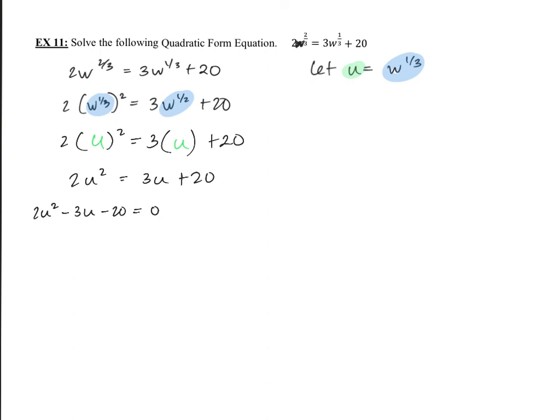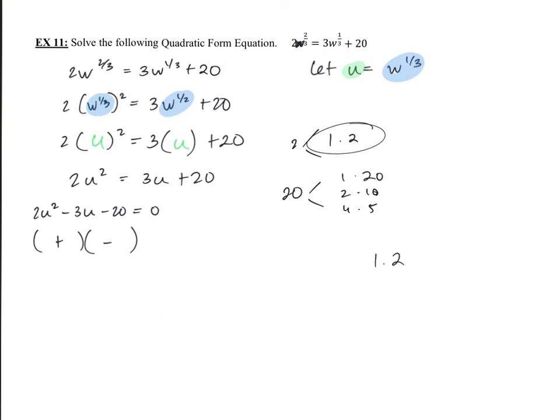Can I factor this? Let's see, factors of 2 and 3. Well, I want to subtract to get a negative 3. So that means I can have a positive and a negative. So let's see. Factors of 2 are just 1 and 2. And factors of 20 are 1 and 20, 2 and 10, 4 and 5, then 5 and 4. Okay, so these are the factors of 20. And I want to end up with a negative 3. So let's try the 4 and the 5, why not?